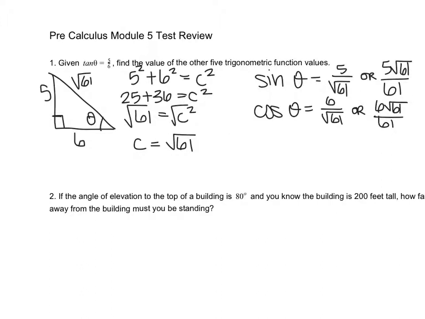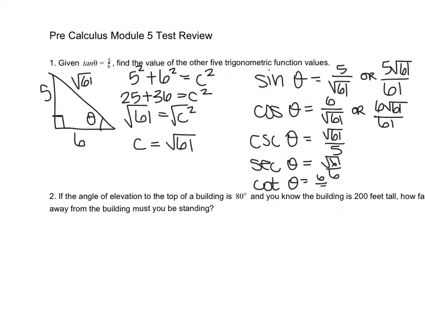Our next trig ratio would be tangent, which we already know, so we don't have to find it. All that's left is our reciprocal trig ratio. So cosecant of theta is the reciprocal of sine, which is going to be the square root of 61 over 5. Secant of theta is the reciprocal of cosine, so it's going to be the square root of 61 over 6. And cotangent of theta is the reciprocal of tangent, so it's going to be 6/5. And that is our other 5 trig function values.